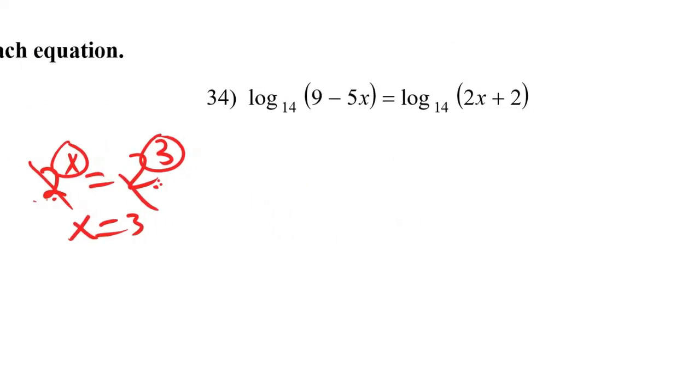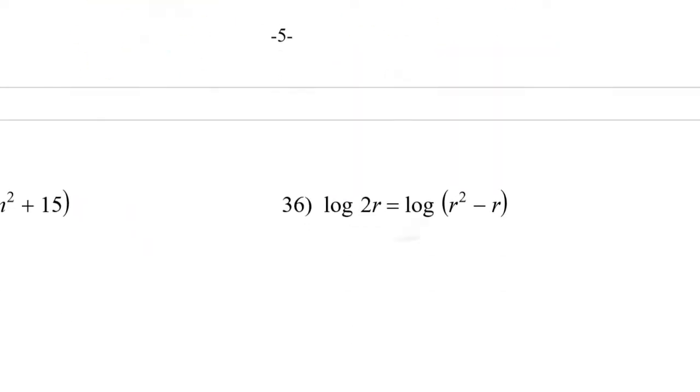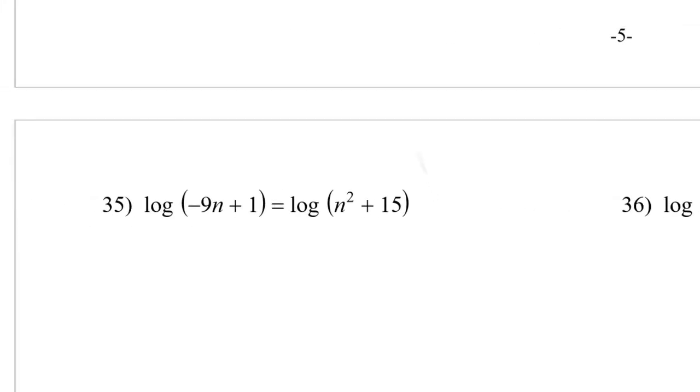Look at number 34. There's log 14 on both sides of the equal sign. Okay, what are we going to do to the log? Drop it. So it will be 9 minus 5x equals 2x plus 2. Okay? And then you can solve this simple equation. Let's do another one where we drop the log and then go back and solve it all the way, because you have to learn how to drop the log first.